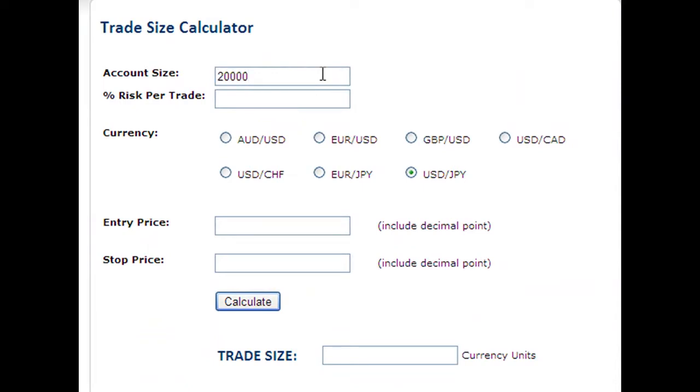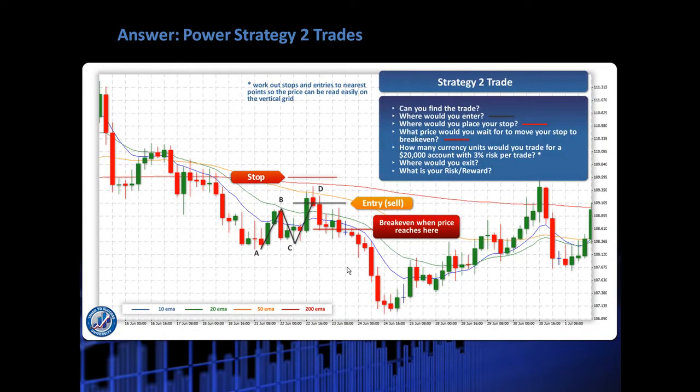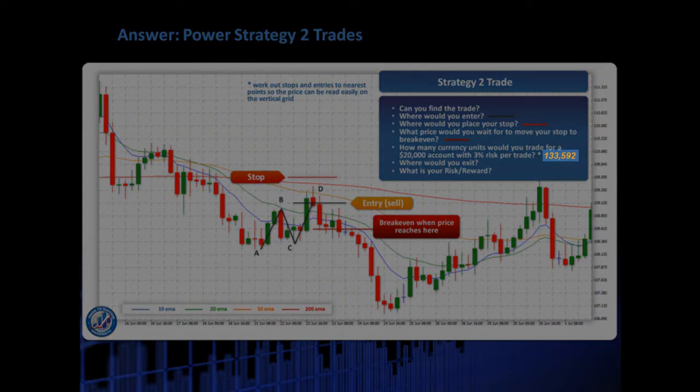So we've got a $20,000 account, 3% risk, USD JPY as the currency. The entry is at 109.10. The stop is at 109.59. When I click calculate, we have 133,592 currency units. So for this trade here, you will trade 133,592 currency units.